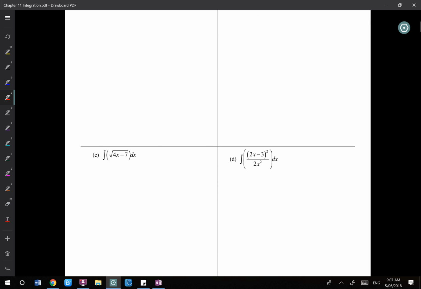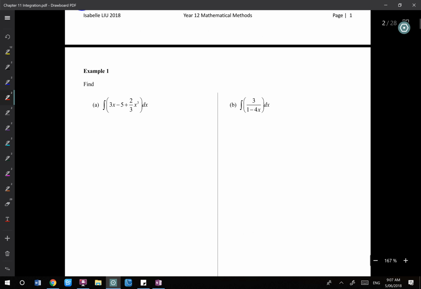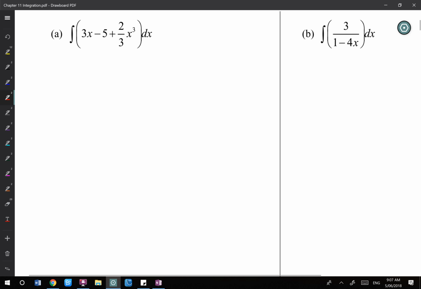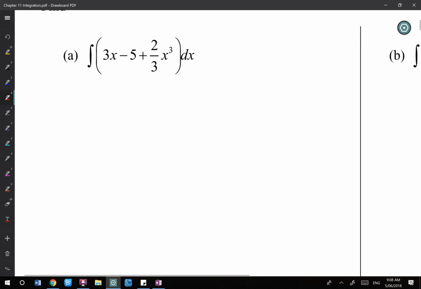Okay, so now we have two pages to do antiderivative. I'm not going to go through all of it. I will just go through the first two and then give you the rest of the time to think about the rule and work by yourself. I just go for introductions basically. For the first one, I have 3x minus 5 plus 2 over 3x cubed. So they are all power functions. There's no exponential, no circular function, no 1 over a linear. So that's just the power functions.